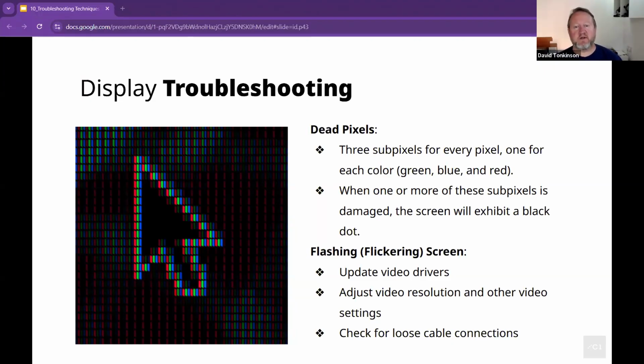Okay, we potentially would need to look at the drivers on those. Is it the driver causing the problems? Adjust the video resolution. Check the cables. I'll say it so many times. Check cables. Cables and cables. That's what you need to check.